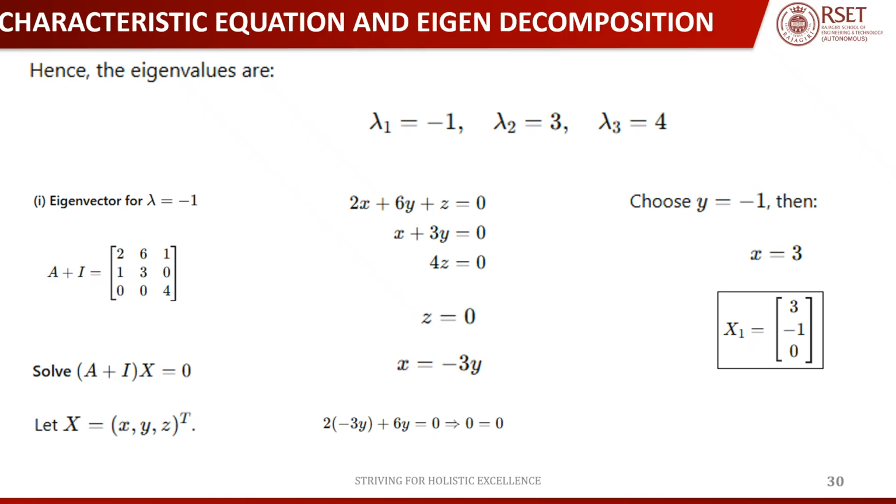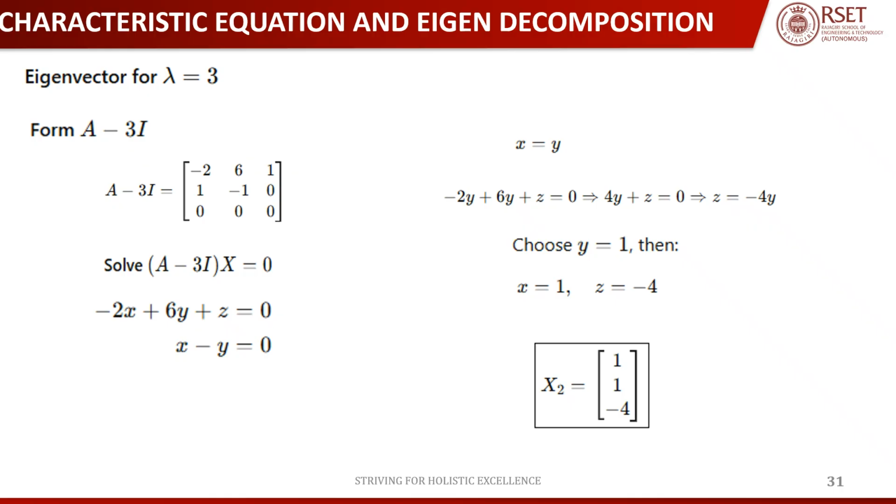Similarly, find the eigenvector corresponding to the eigenvalue lambda equal to 3. You will get the relation x is equal to y, and z is equal to negative 4y. Using that, choose y to be 1, then since y is equal to x, you will have x equal to 1, and since z is equal to negative 4y, z will be negative 4.